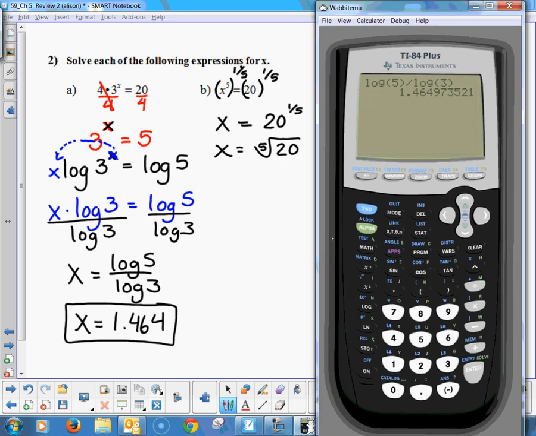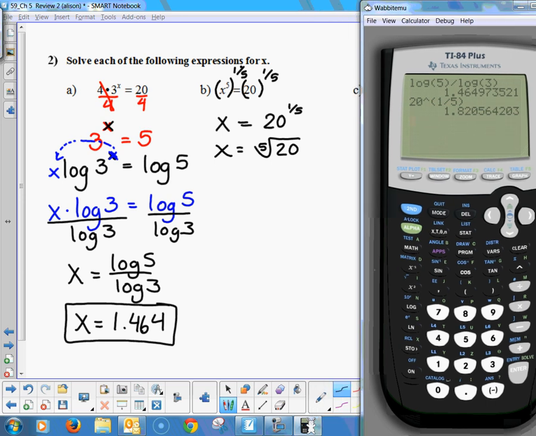I'm going to punch it into my calculator. I'm going to say what is 20, and then to the, and then parentheses 1 divided by 5. Enter, and it tells me it's 1.82. Okay, x is about equal to 1.82.